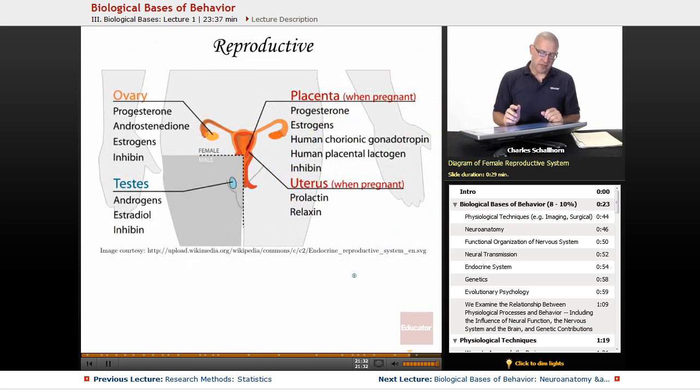And in the reproductive system, in the ovaries, we've got progesterone, androstenedione, and the estrogens, androgens. Those are basically what we need to know. The estrogens and the androgens. Estrogens are the female hormones, the feminizing hormones. Androgens are the male or the masculinizing hormones. And both men and women have both sets of hormones being utilized.